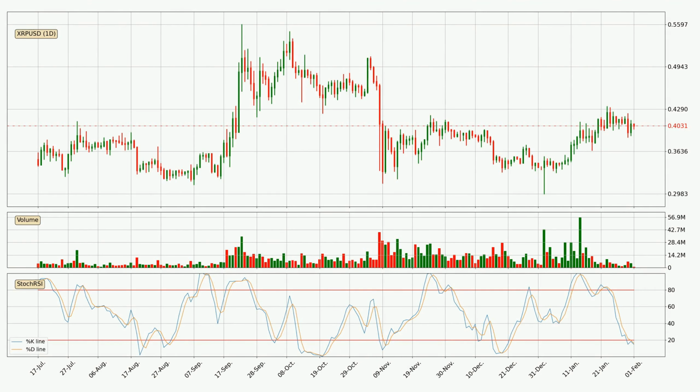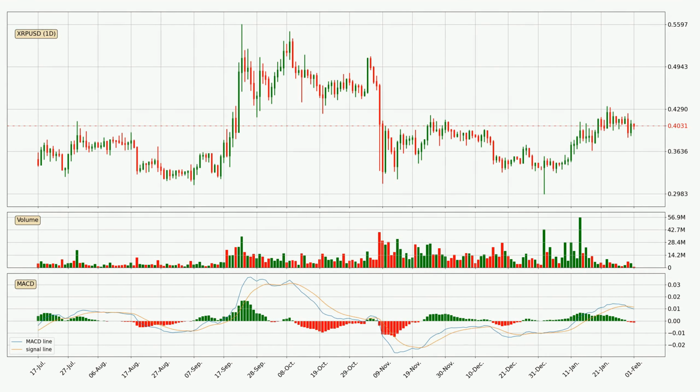Jumping to the daily stochastic RSI, both the %K and %D lines are in the lower region, which means that the price is getting oversold and soon a trend change or at least some kind of consolidation could be expected. However, the K line still hasn't crossed the D line, so it should be waited to see if the trend will actually change to the upside.